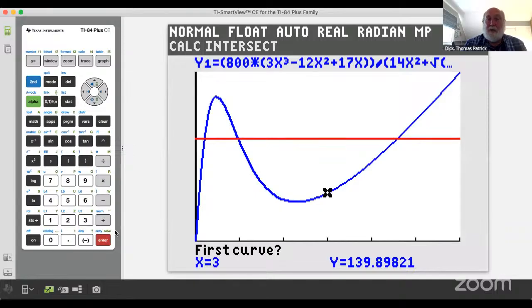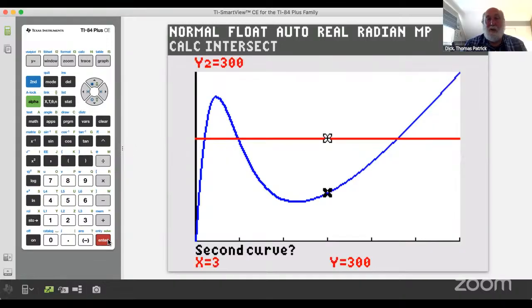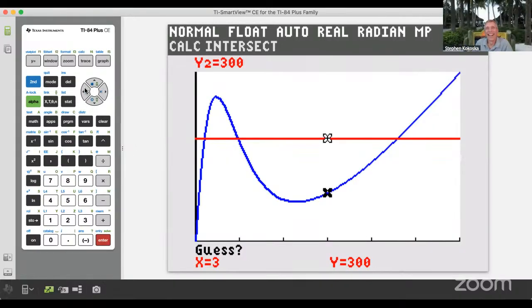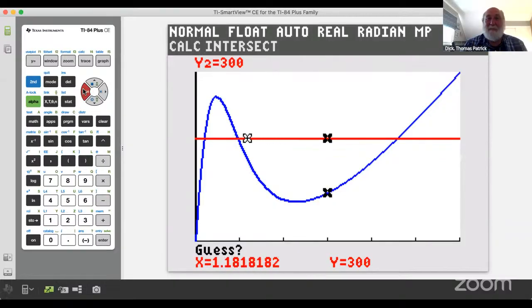First curve is the blue one. Second curve's the red one. And then I'm arrowing over, but you could enter a value close to a guess. I'm going to just go over close to this first intersection point. When I'm pretty close to just eyeballing it, I'll hit enter, and then it homes in on it. And there I see that x value.